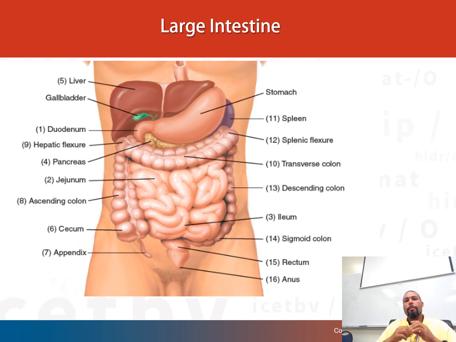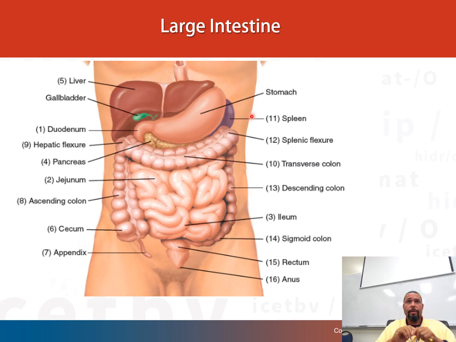Here we have a very awesome projection of our small intestine and large intestine. We have our stomach, and you can see the spleen hovering back here, trying to hide from us. But on this one, let's address the large intestine. It is approximately 5 feet long, and it begins at the end of the ileum and extends all the way down to the anus.